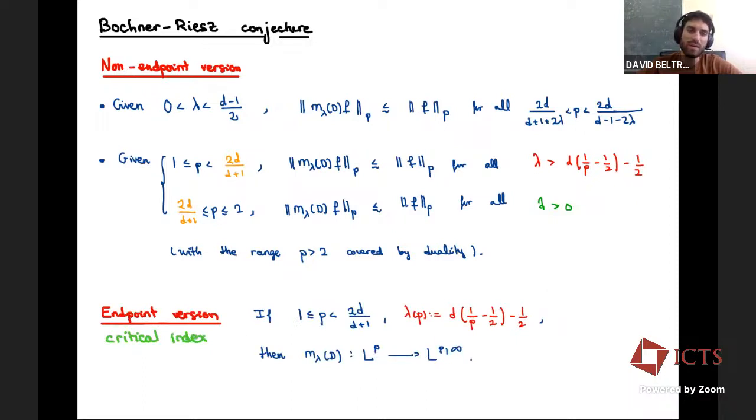And the endpoint version can be stated as follows: whenever p is in the region between 1 and the Fourier restriction exponent, and we are at the critical index for that p, the conjecture is expected when λ is strictly greater than this quantity. So the critical index is what happens when λ equals that value, d(1/p - 1/2) - 1/2. This is the so-called critical index, and there L^p bounds are not expected, they are false, but it might be expected that weak type bounds will hold. So this would be the endpoint version of the Bochner-Riesz conjecture.